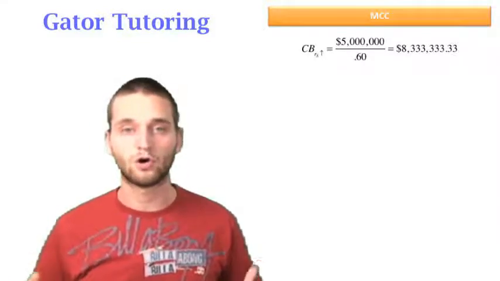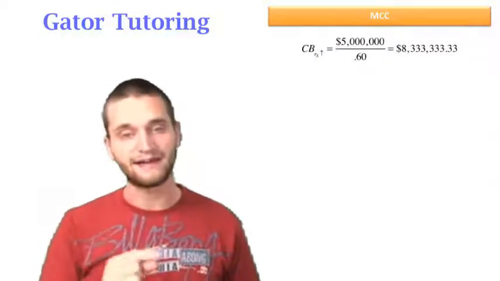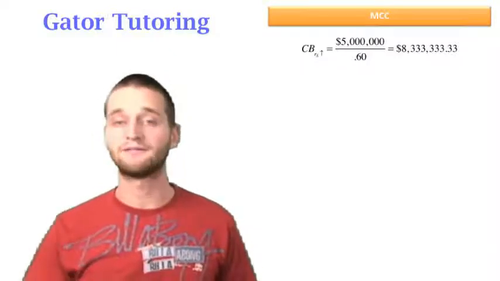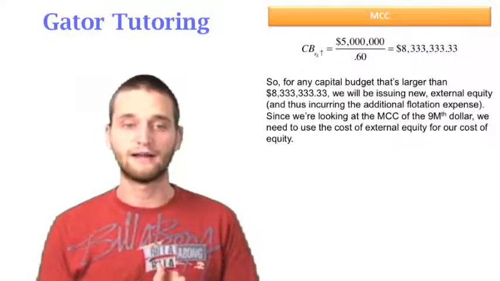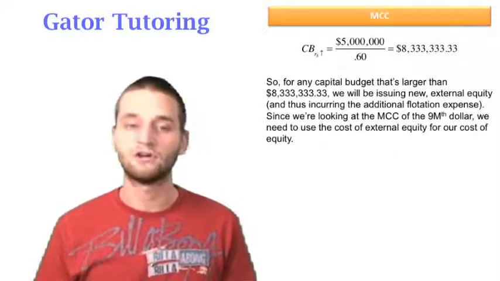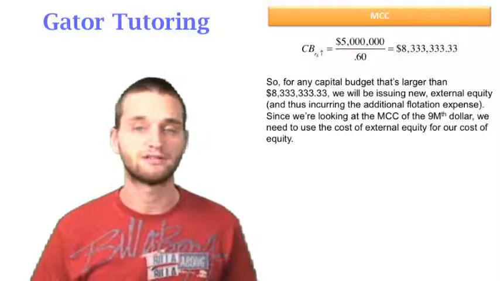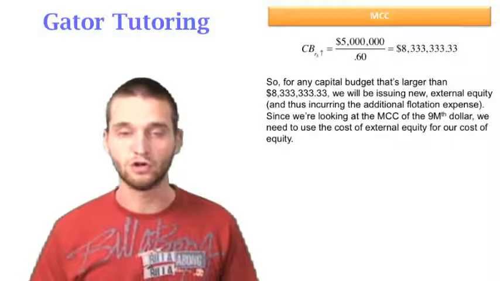$8,333,333. So if our whole capital budget is more than that, if we're talking about a certain dollar that's past this amount, well, we won't have enough retained earnings to use for equity. We're going to have to issue new external equity. So again, for any budget that's larger than this number, we'll be issuing new external equity and thus incurring those additional flotation expenses that come along with the issuance of new equity.